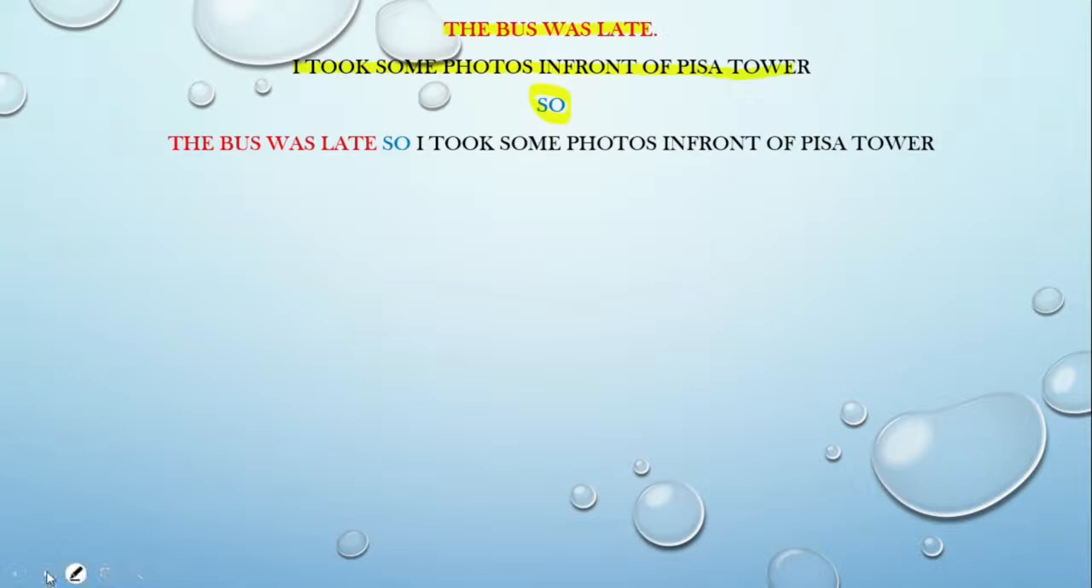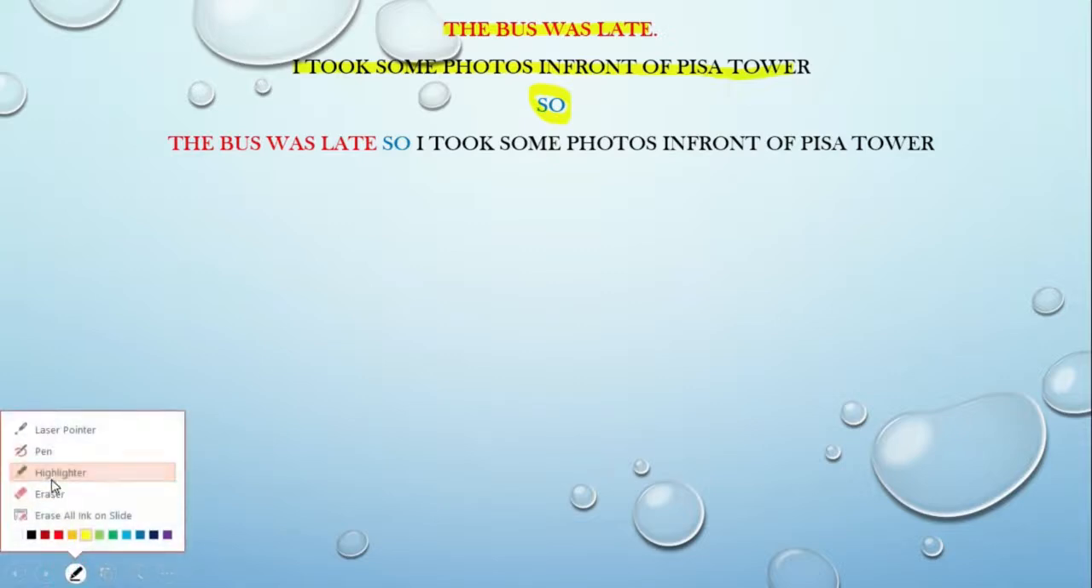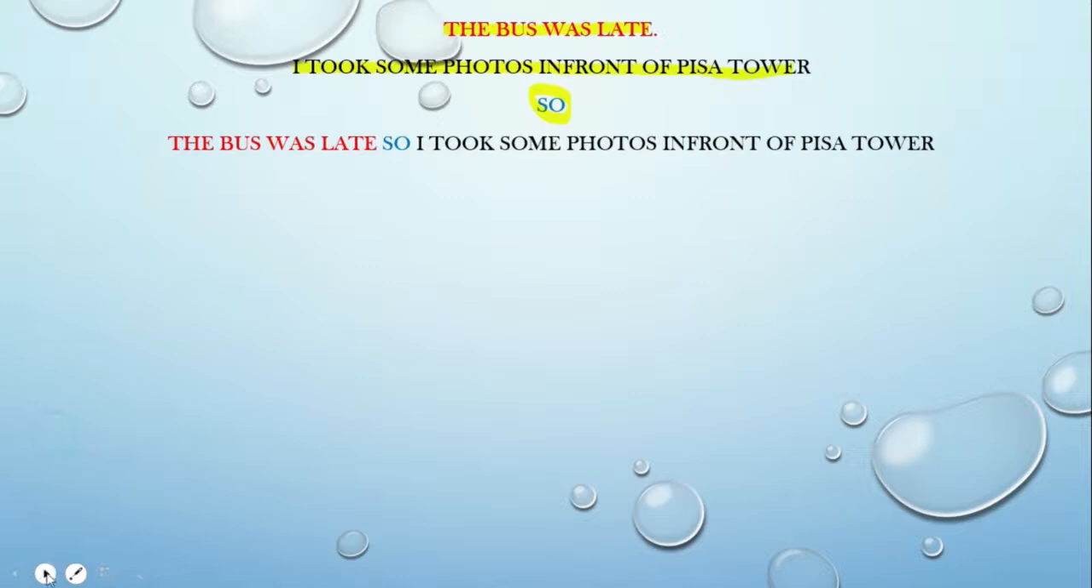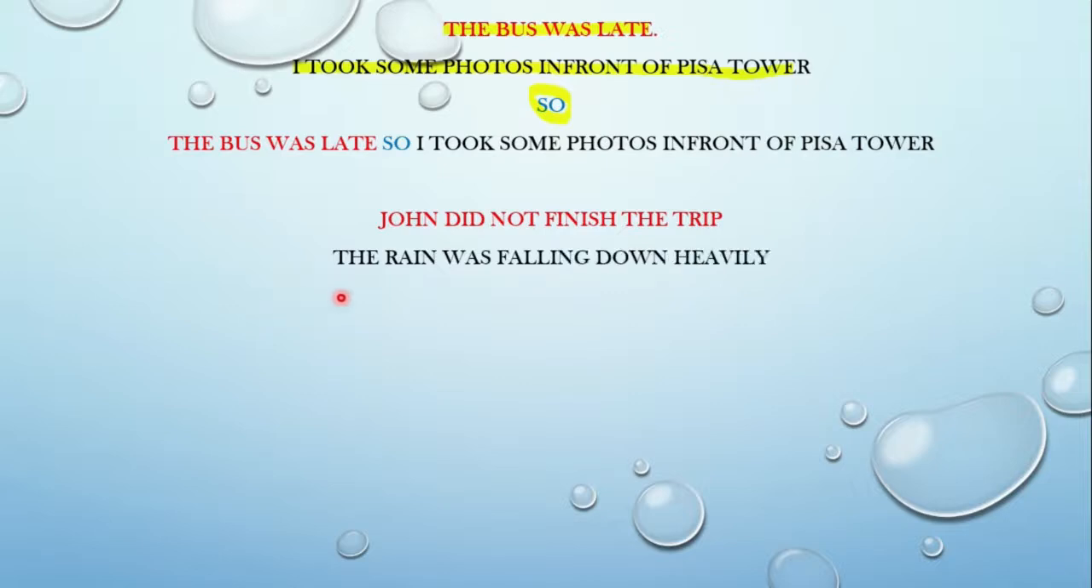Now, let's move to the second sentence. The first one: John did not finish the trip. And the second one: the rain was falling down heavily. Sentence 1, sentence 2, and the connector is because. So I'm going to join the first sentence with the second sentence using because to get the full meaningful sentence. So you have your time to think about it.